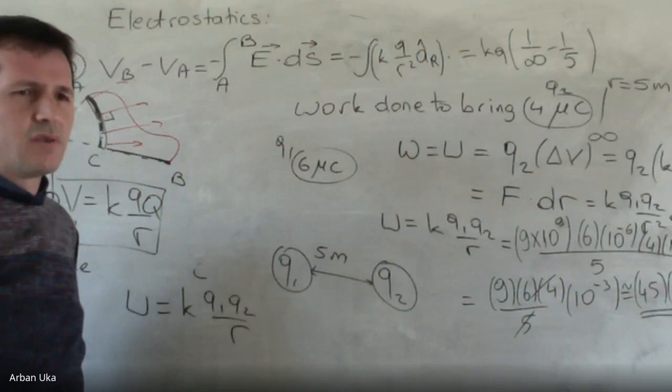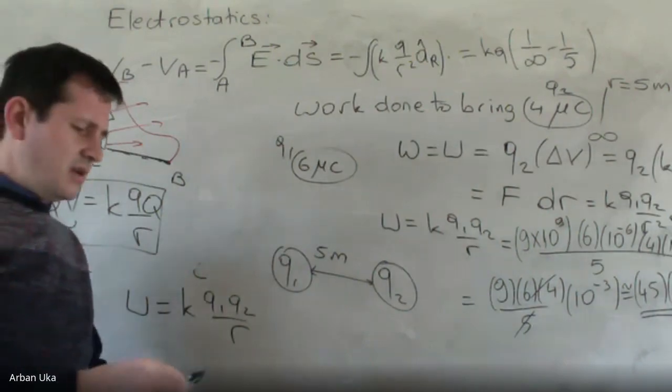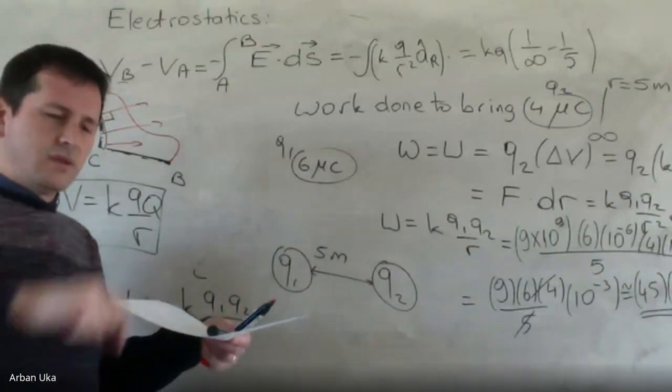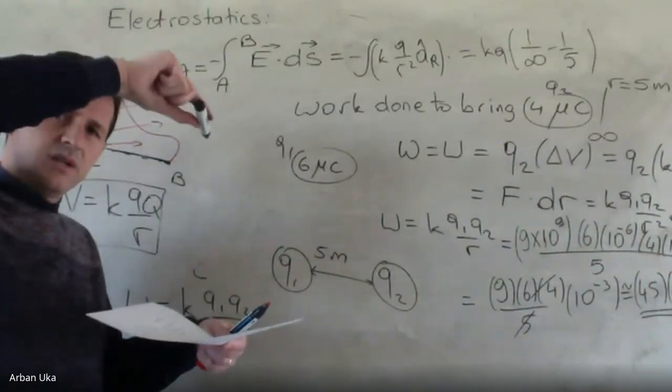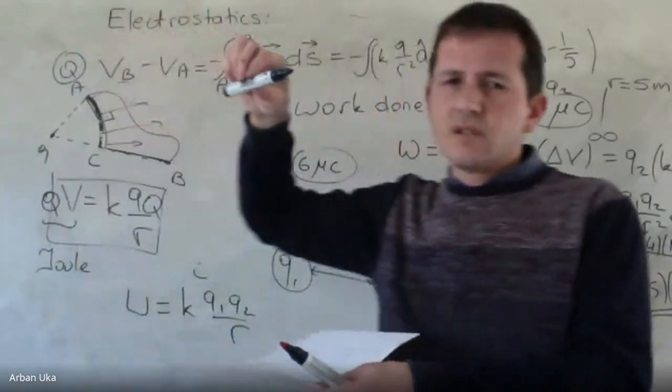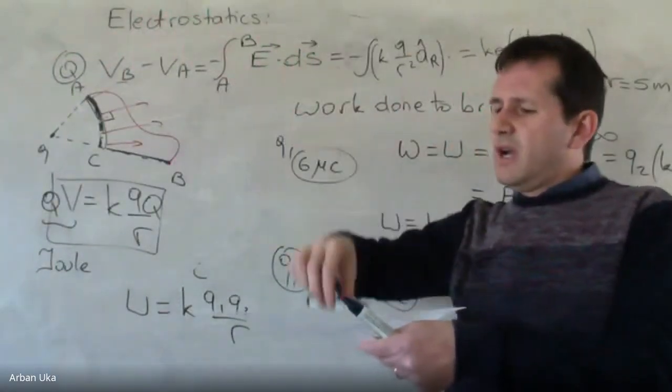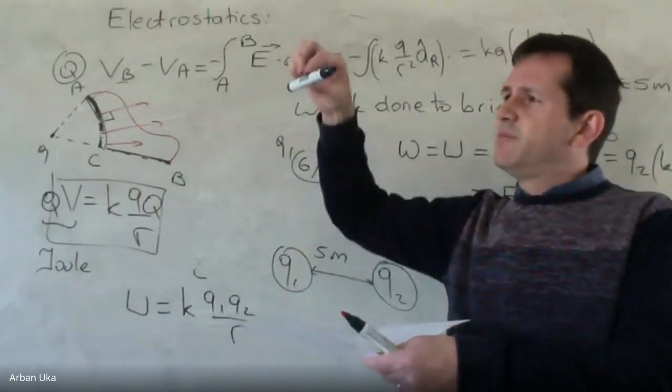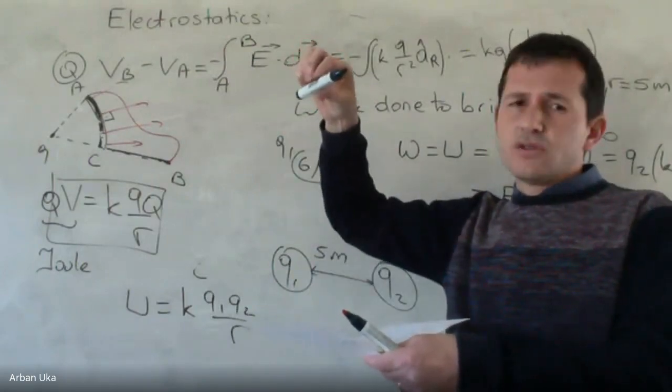So we can say this one in different ways. The same way that if we raise a certain object from the ground to some height, the energy of the system is mass times g times h, mass times the gravitational constant times the height. So how much work did I do to bring this one up? mgh, good. That's also the energy of the system.